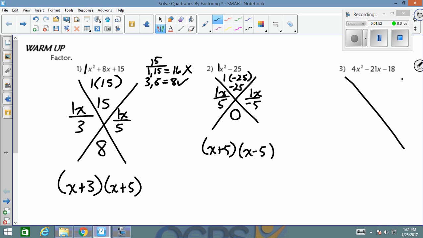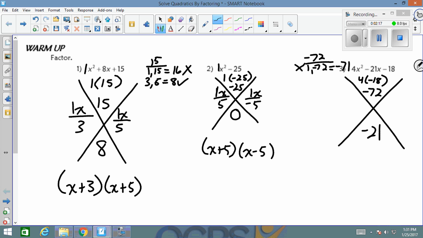Okay, same with this one. The first times the last, so it's 4 times negative 18, negative 72, with negative 21 in the bottom. So we need factors of negative 72. We're going to start with 1 and 72. We know the bigger number is going to be negative because the bottom number is negative. So we're going to make that negative. That adds to negative 71.